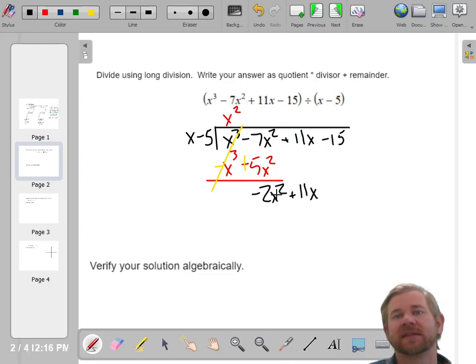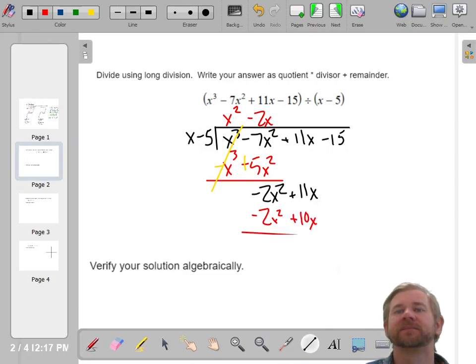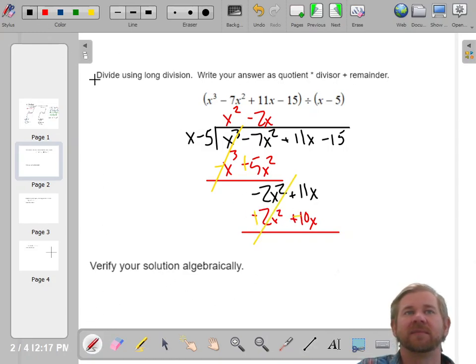Bring down the 11x, and we just are going to do it again. So what do you multiply x by to get negative 2x squared? That would be negative 2x. Distribute: negative 2x squared. Negative times negative is positive 10x. Flip the signs. Plus, minus, cancel. Every time this leading term should cancel. 11 minus 10 is 1x.